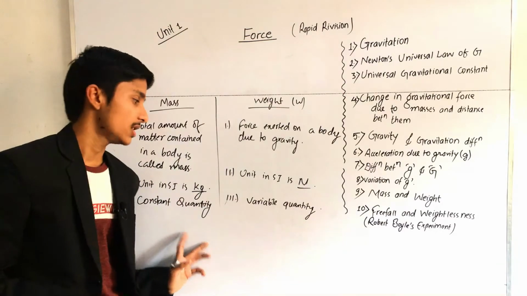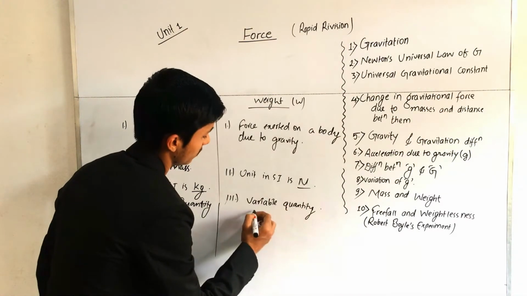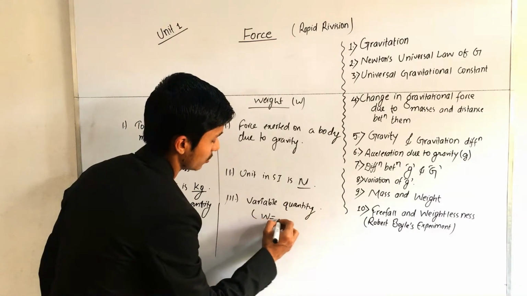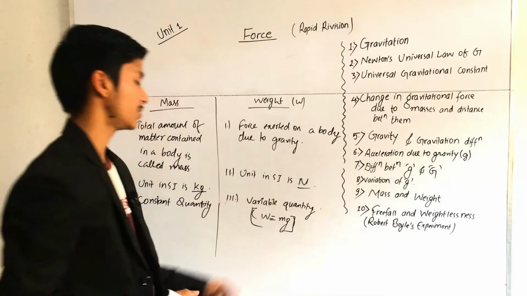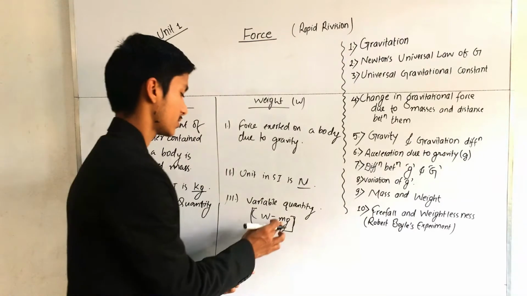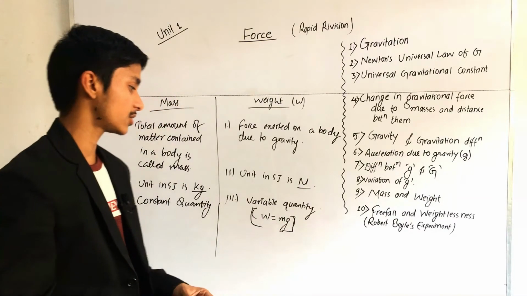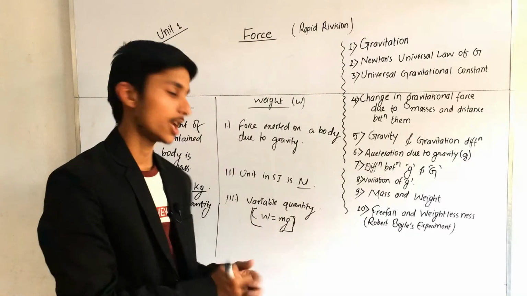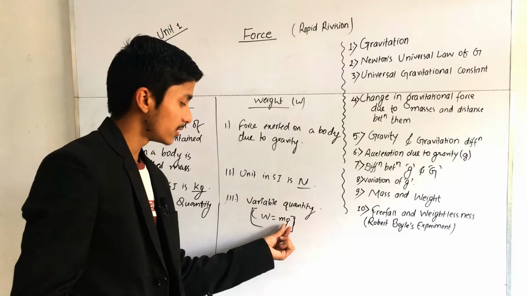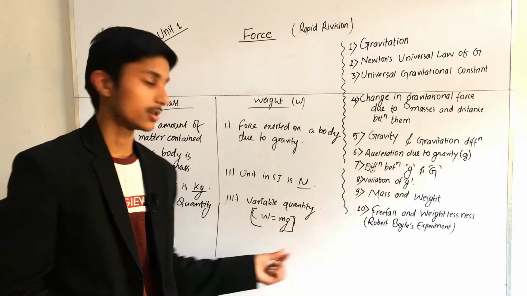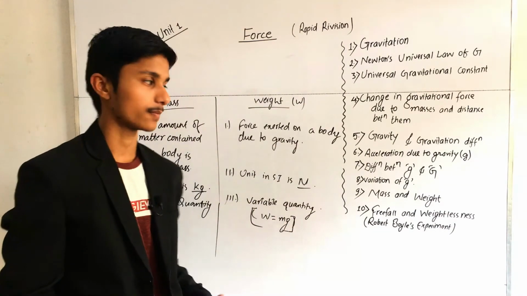Mass is a constant quantity and weight is a variable quantity. Now we write here under the same point: W = mg. It means the weight of a body depends on the acceleration due to gravity of a heavenly body and the mass of that body. That is, when the acceleration due to gravity changes, the value of W also changes. So we can write this is a variable quantity.